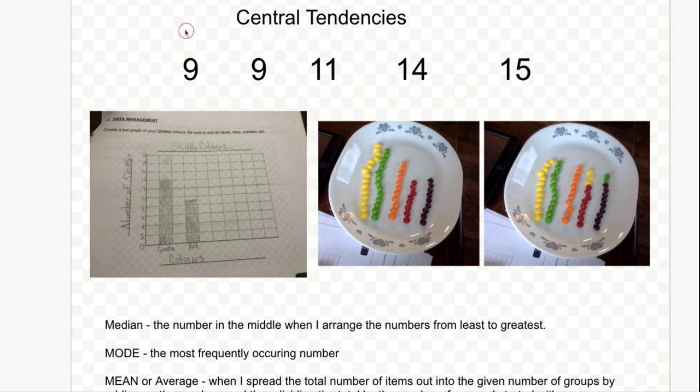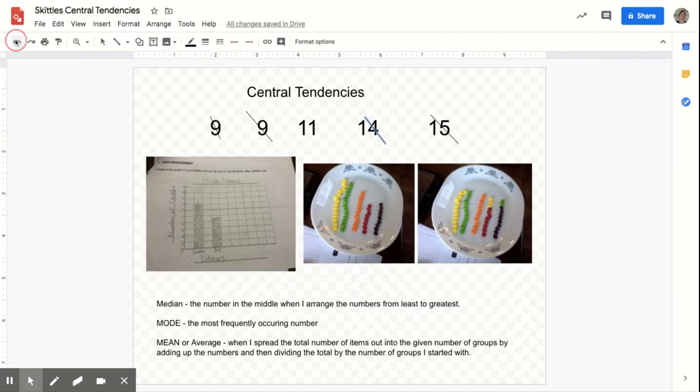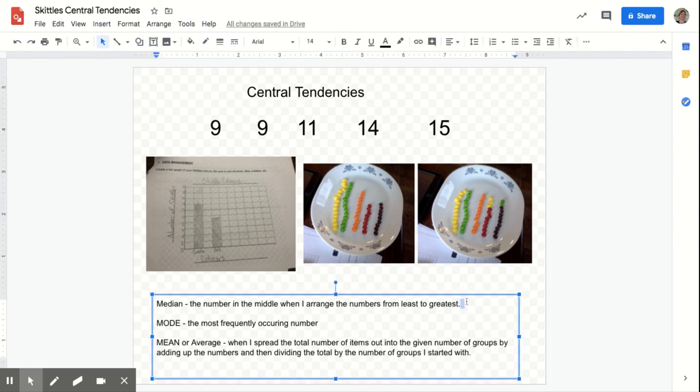I could also take and draw a line through this number and then this number, and this number, and the number I'm left with is 11. So in this case, my median is 11. That's my middle number. So I could say the median number of Skittles in a package of Skittles is 11. So if you're going to get a package of Skittles, you'll get around 11 of each color.